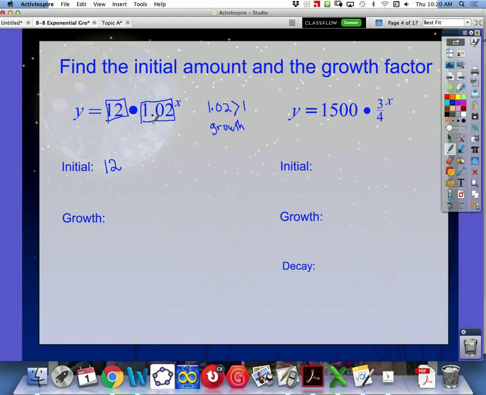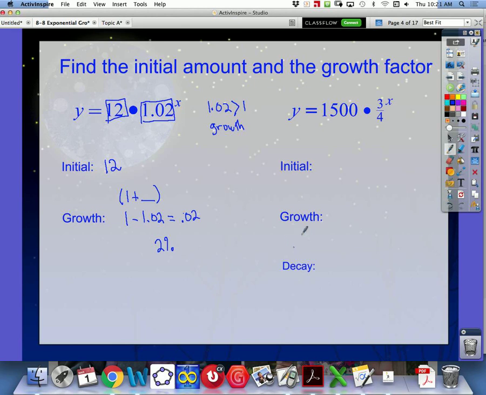And now the growth rate, remember it's not 1.02 because growth is normally 1 plus whatever it is. So if I know this is 1.02, I'm going to do 1 minus 1.02, and that's going to give us a growth rate of 0.02 or 2%.